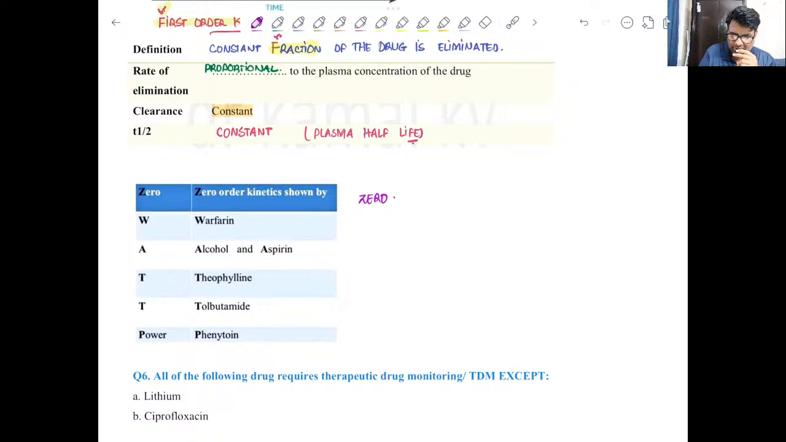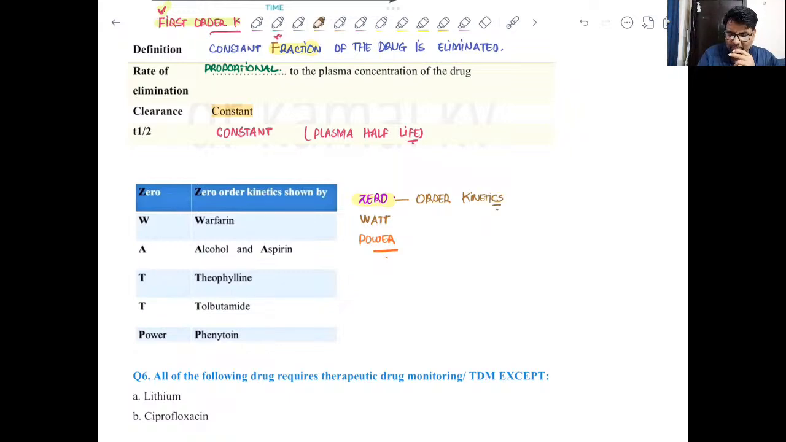Clear? You can remember 0 watt power, like so a bulb of 0 watt power. So 0 is of course zero order kinetics here, right? So this is zero order kinetics.